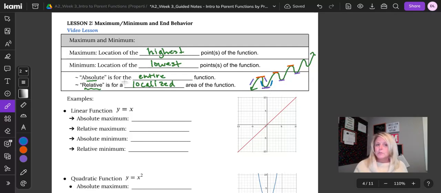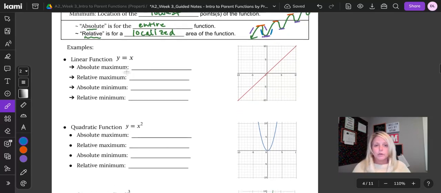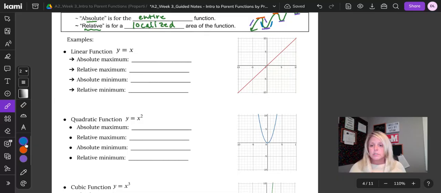So we have an absolute maximum or an absolute minimum, which takes the entire function into consideration, and then a relative max or min means just in a small area. Points on either side of it are going to be either higher or lower, making it a relative max or min. Again, we're going to look at our family functions, our parent functions, for some examples to see how to write out our solutions, and then your CYUs will give you a chance to practice this before you go on to your lesson check.